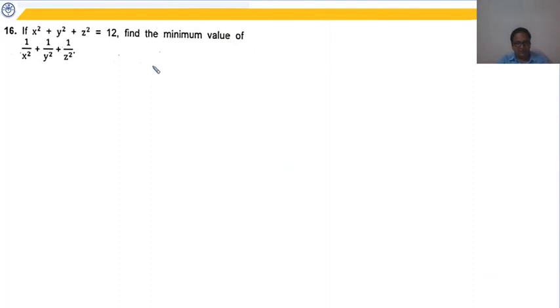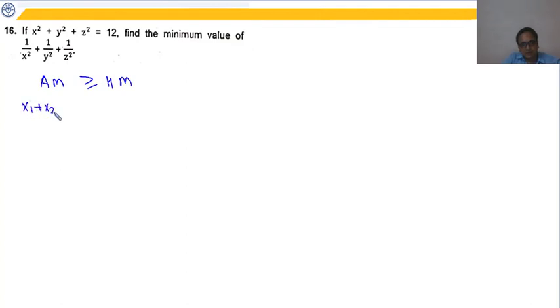Now, question number 16. It says if x square plus y square plus z square equals 12, we have to find the minimum value of 1 upon x square plus 1 upon y square plus 1 upon z square. Now, one thing is clear for sure, that x square, y square and z square are positive. So we take this as arithmetic mean is greater than or equal to harmonic mean.